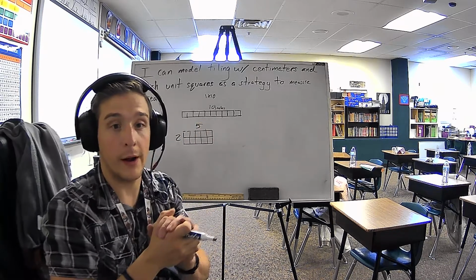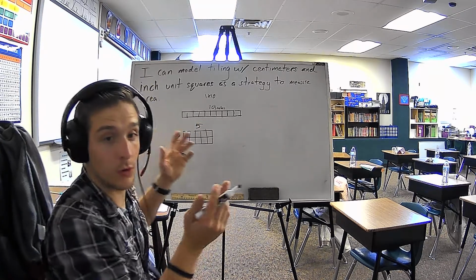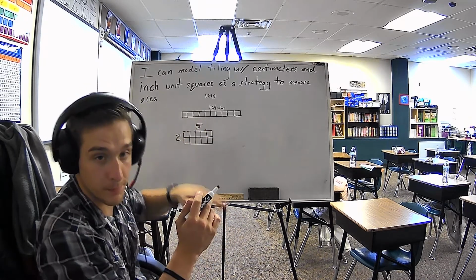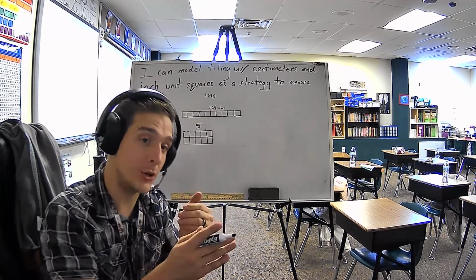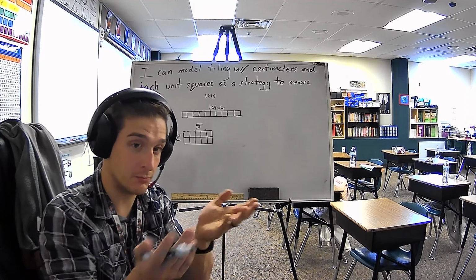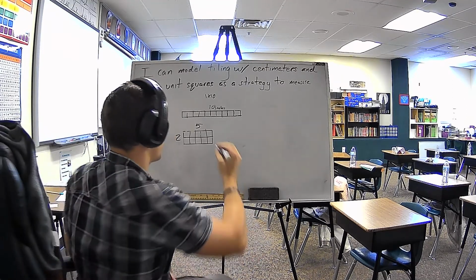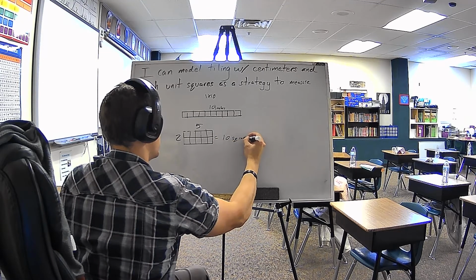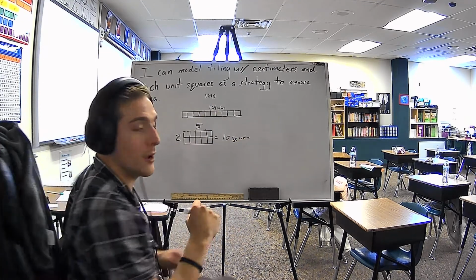And if I count all these up, I can go 1, 2, 3, 4, 5, 6, 7, 8, 9, 10, or 2 by 5, which is 2 times 5, which is 10. So this has an area of 10 square inches, and this shape up here also has 10 square inches.